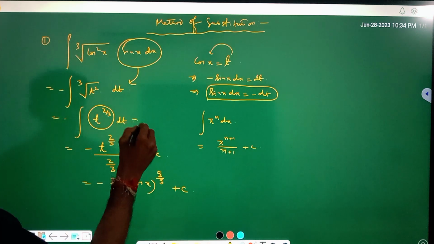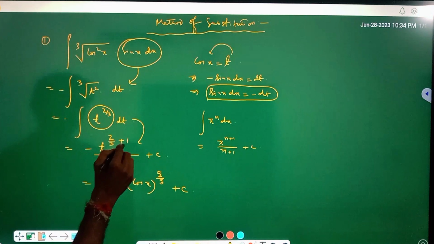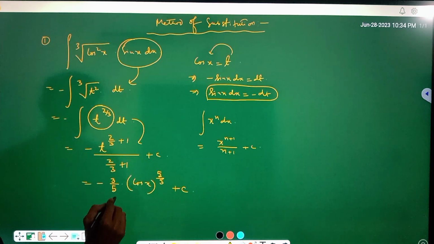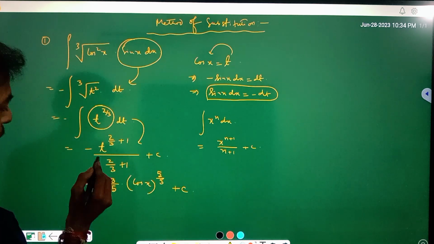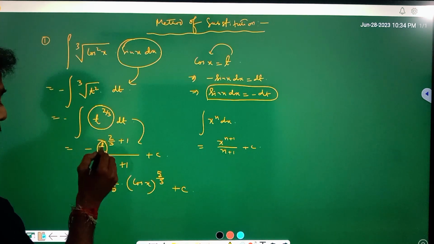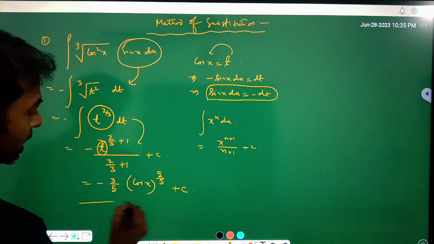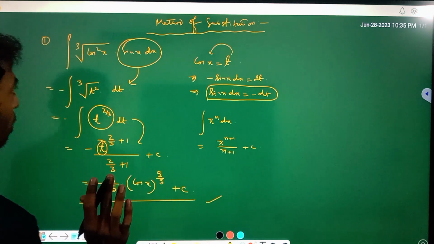So we are using that formula here, and the result will be minus of t power 2 by 3 plus 1 by 2 by 3 plus 1 plus c, and the result will be 3 by 5 into, after putting the value of t, that is cos x, so cos x whole power 5 by 3 plus c. That's it. That's our problem.